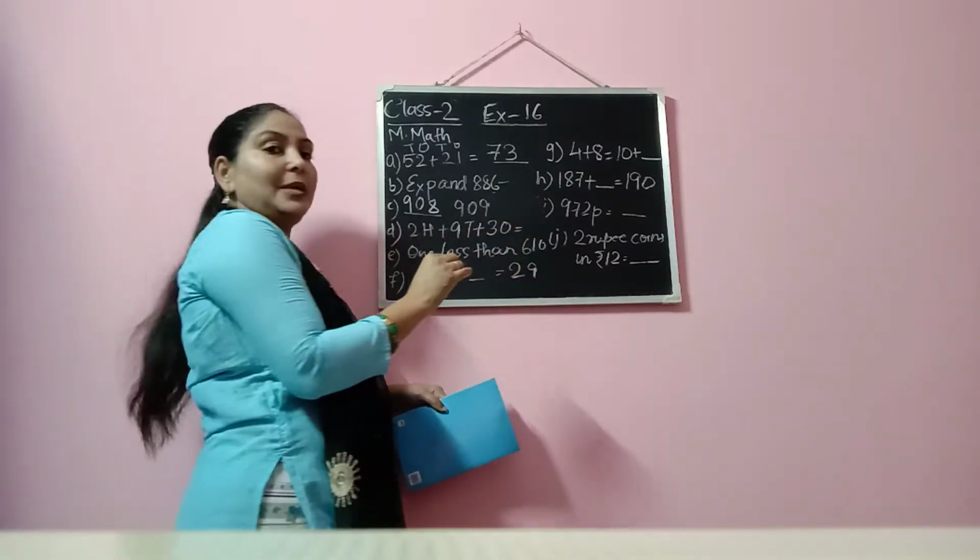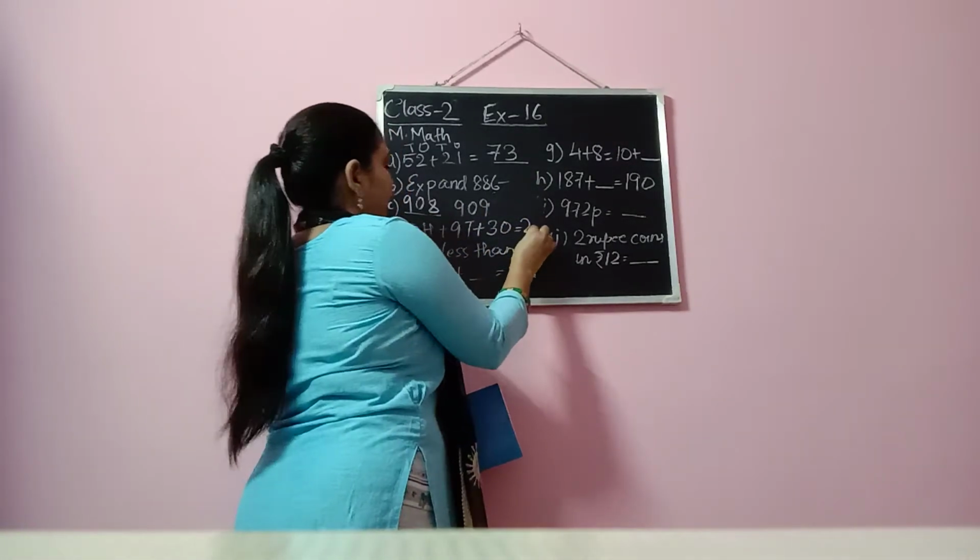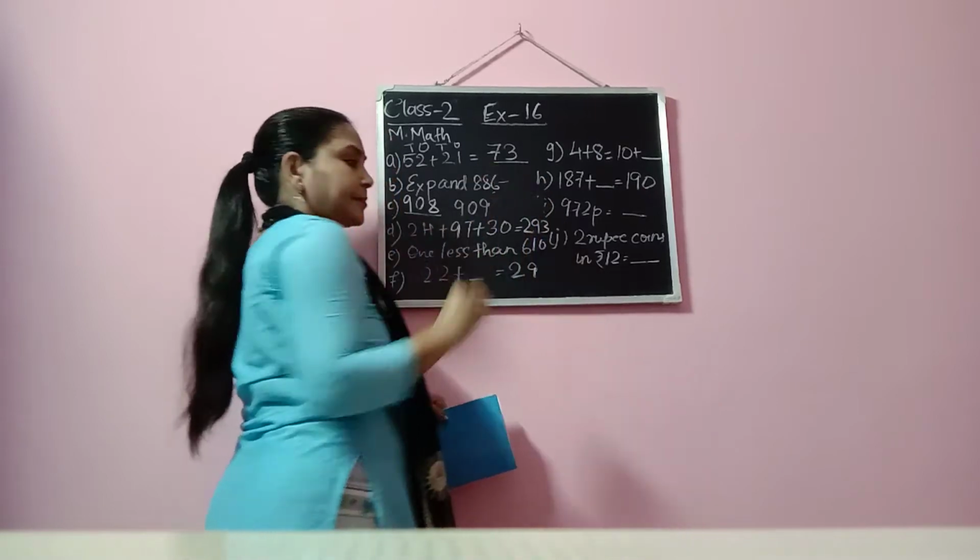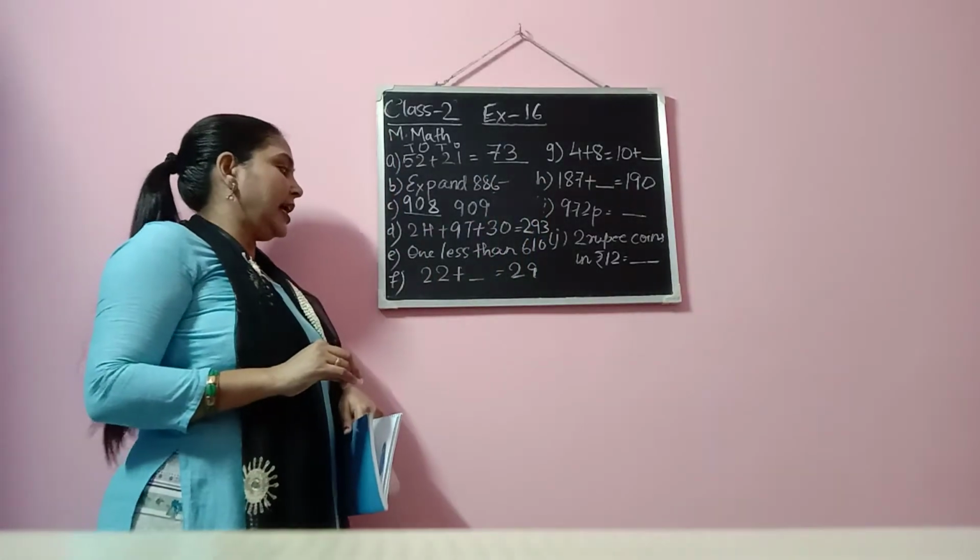Then we have the next one: 200 plus 9 tens plus 3 ones is equal to how much? 200 plus 9 tens plus 3 ones is equal to 293. Okay. Then another question.